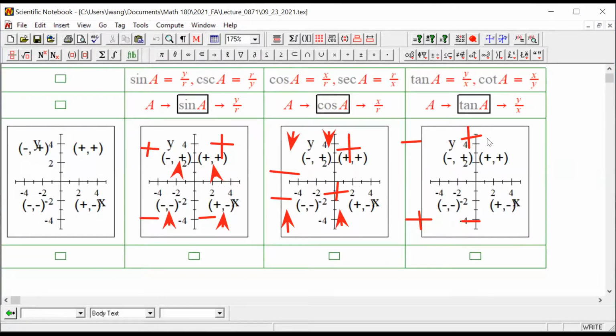Okay, did I make a mess here? I might have. Okay, because these things are moved.